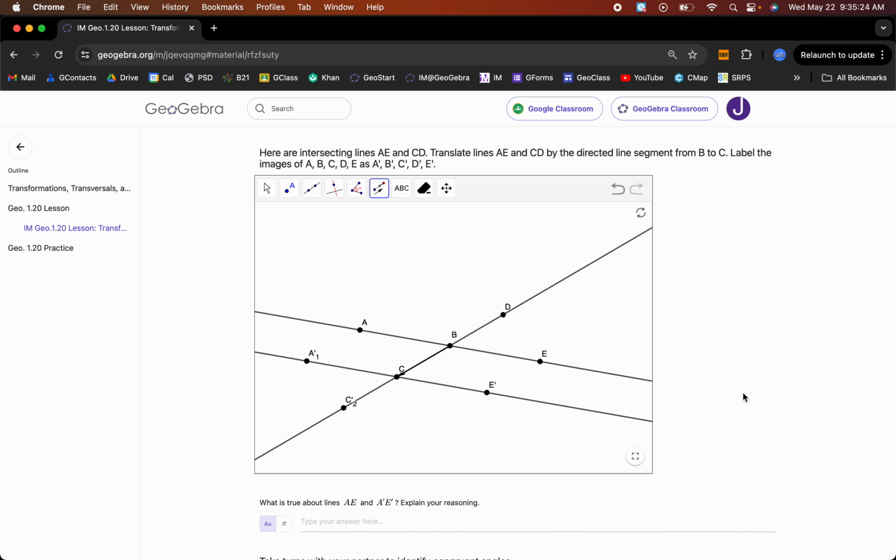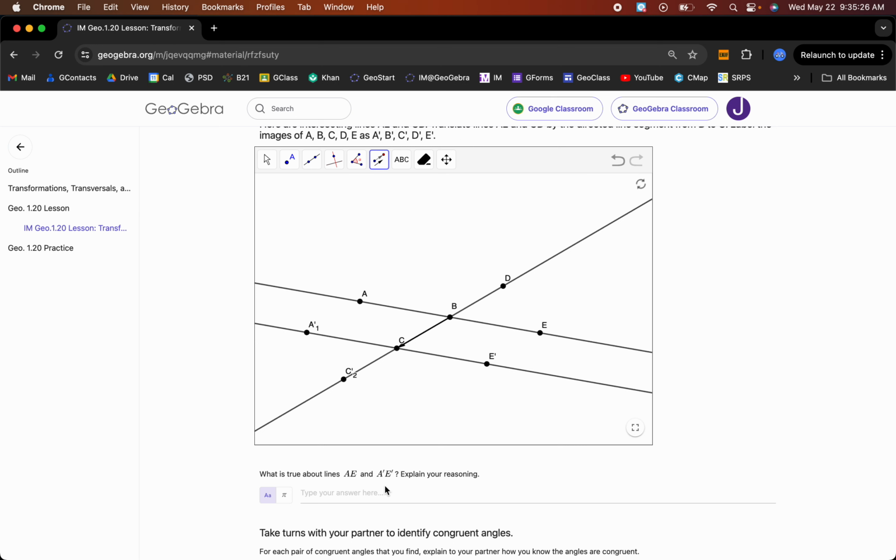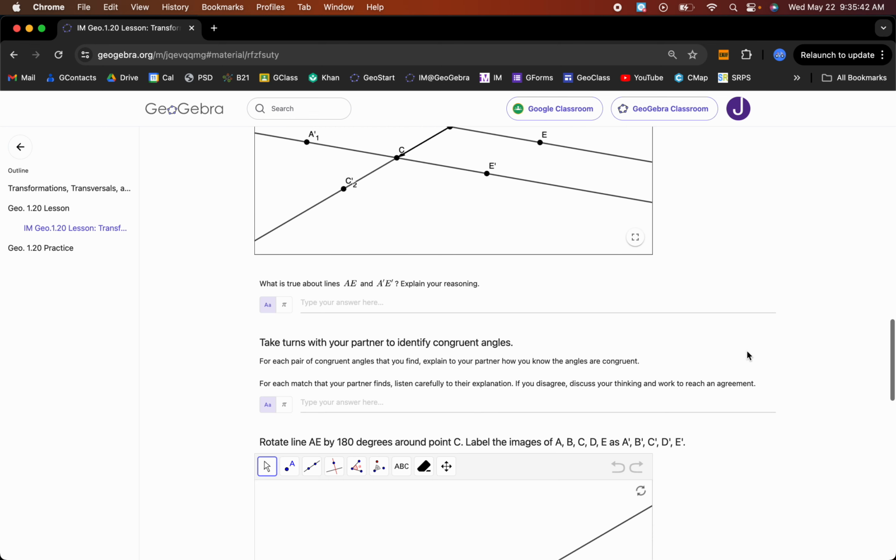Okay, great. What's true about lines AE and A prime E prime? So this line here and this line here, well, shucks, they're parallel, right? Because we did not change the orientation. All we did was move it over. Okay, so it has to be parallel.